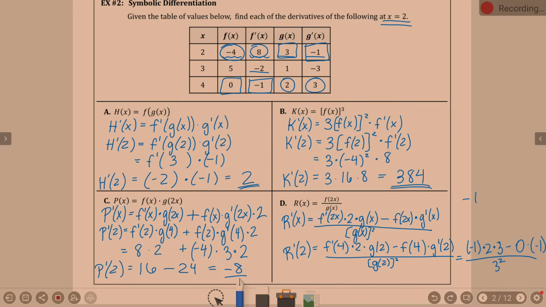So what do I have? -6 over 9. So -2/3. Sorry, I'm not going to try and write down that corner. It's not happening. And that's because 0 times -1 went away. Okay, questions on that front page?